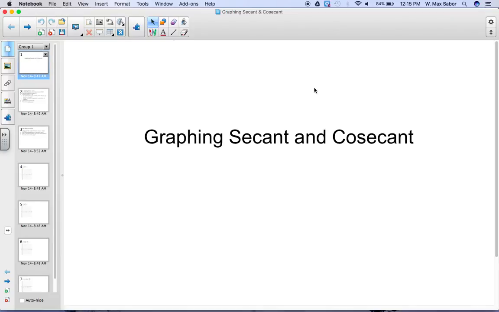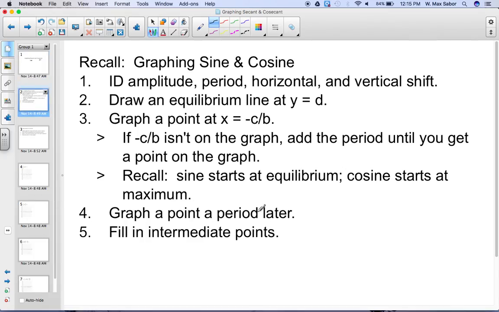How do we graph secant and cosecant? Well, it's closely related to graphing cosine and sine. So let's remind ourselves, how do we graph sine and cosine?